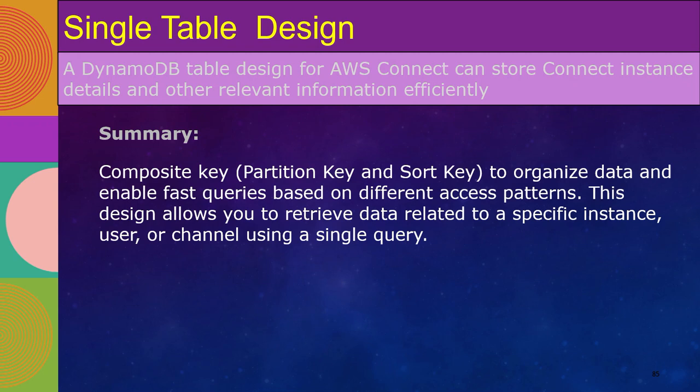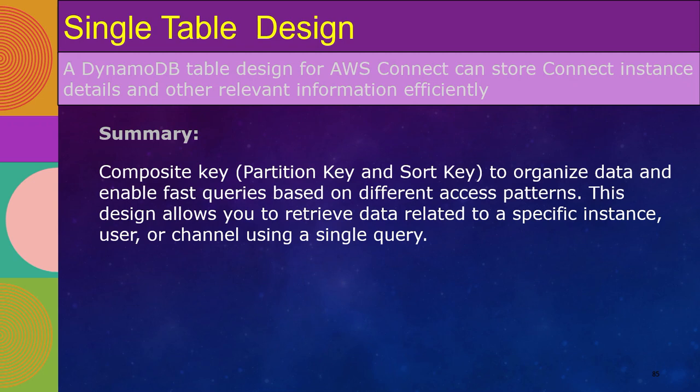So with a single table design, you want to store connect instance details and relevant information efficiently. That's the main goal. When your workflows and your Lex bots and everything and your React application are querying this stuff, you want it to be very efficient. And if you change something like a queue or a routing profile, you want to be able to change that in production without breaking everything.